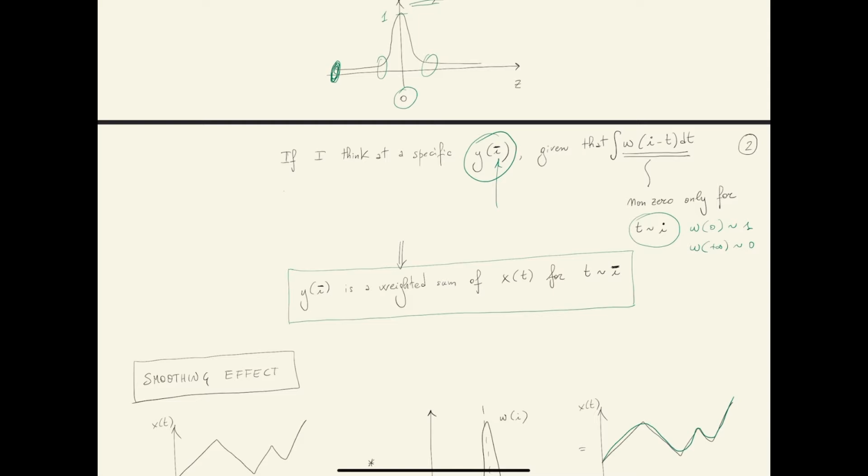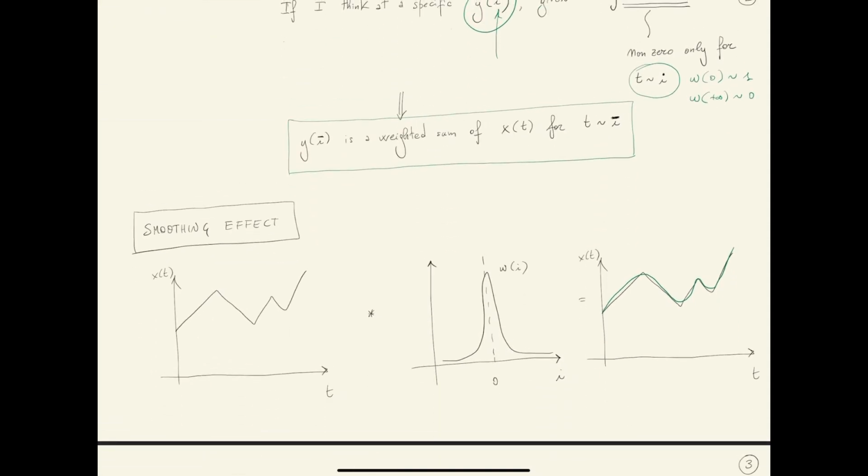So y of i bar is itself a weighted sum of the original function x of t, but the t's that actually count are only the t's that are around the value i bar itself. So basically, all of this is a weighted sum of the original function x of t with t's that are around i bar. That would give you y of i bar. So all in all, it has a smoothing effect.